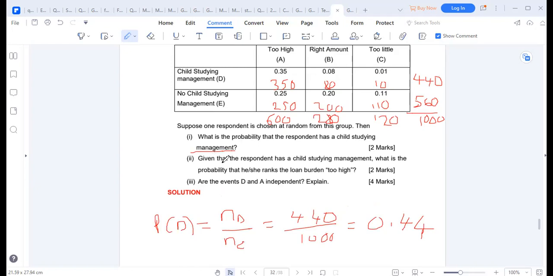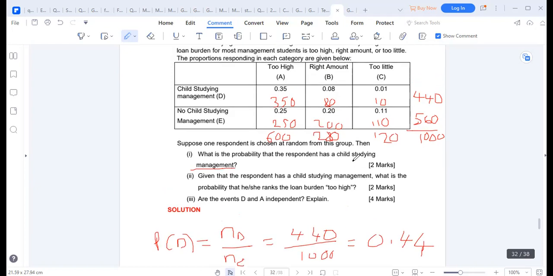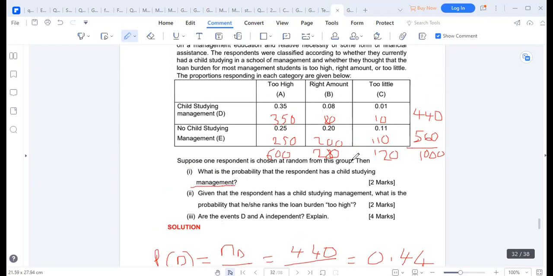Then, given that the respondent is studying memory. Okay. So given. Before the other guys come in.